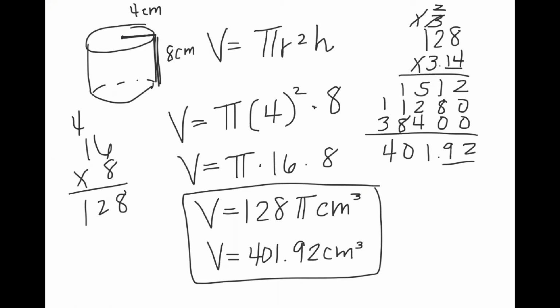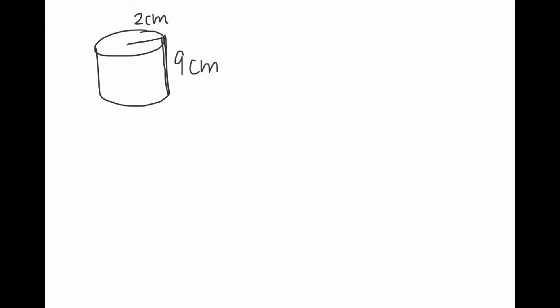All right. So I'm going to give you an example like this to try. And I want you guys to find both with the pi and without the pi. So here we go. Radius, let's do 2 centimeters. Height, let's do 9 centimeters. And find the volume. Okay.